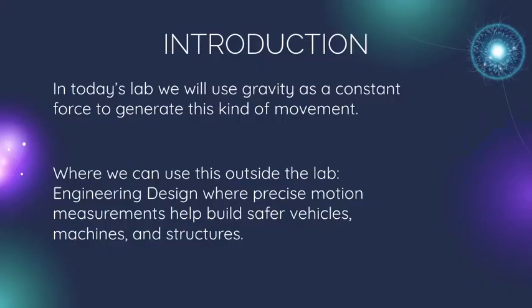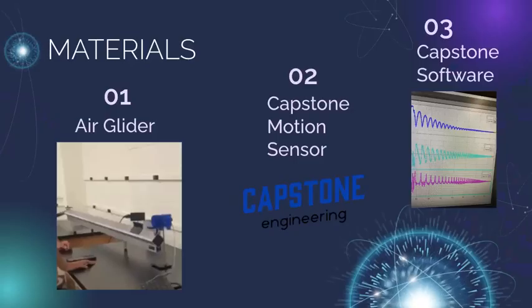For our introduction, in today's lab we will use gravity as a constant force to generate this kind of movement. We can use this outside the lab in engineering design, as shown here, where precise motion measurements can help build safer vehicles, machines, and structures.